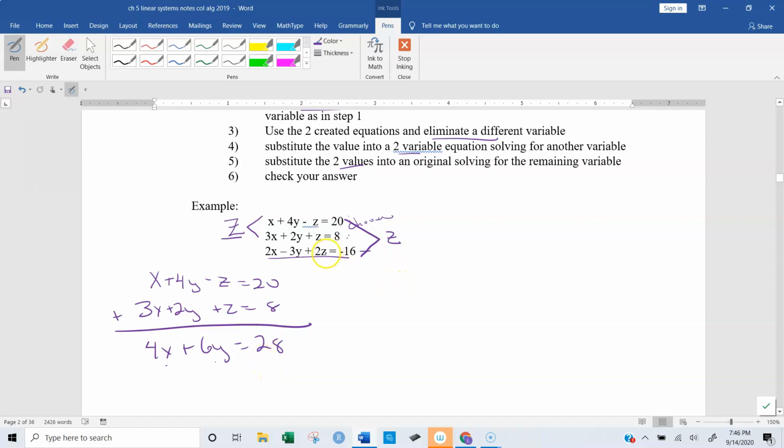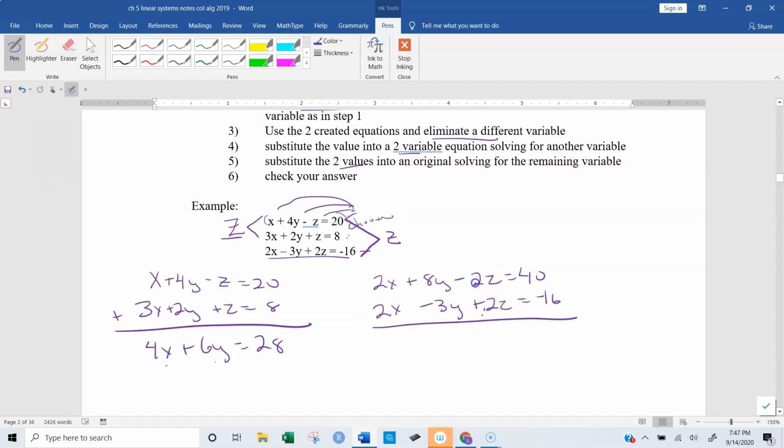So now, in order to eliminate z, I got to multiply the first one through by 2. So when I look here, that's going to be 2x plus 8y minus 2z equals 40. I distributed the 2 through to everybody, including my answer. My other one doesn't need anything, so I'm just going to write him down. Minus 3y plus 2z equals -16, and then we add, because I have opposite coefficients here.